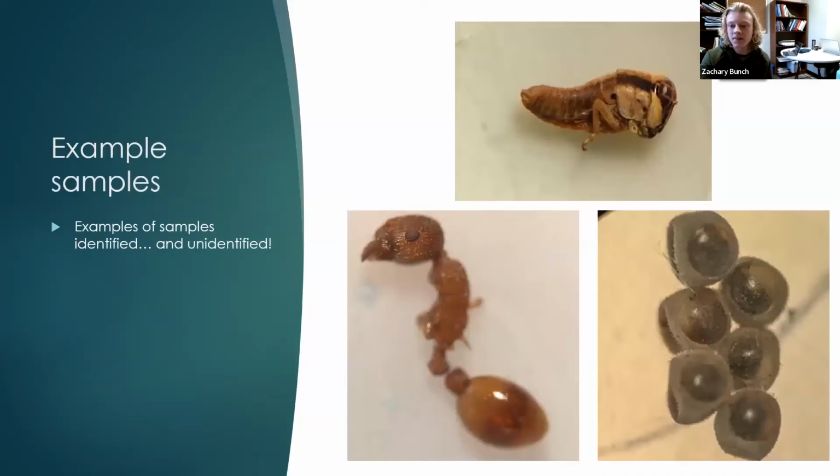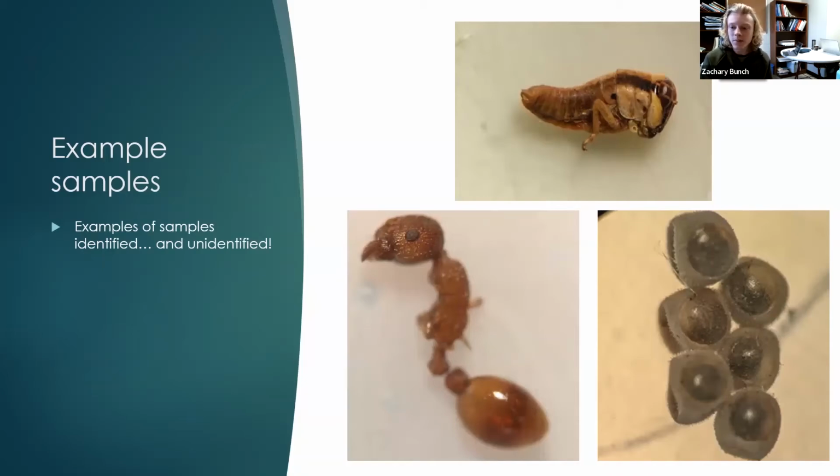On this slide, I have some examples of what we found. These photos definitely took some time to get, as we had to use a microscope camera and lots of focusing and setting adjustments to get the clarity you see here. On the top, we have what you may immediately recognize as a grasshopper, which is part of the Orthoptera order. On the bottom left, we have an ant, which is part of the Hymenoptera order.